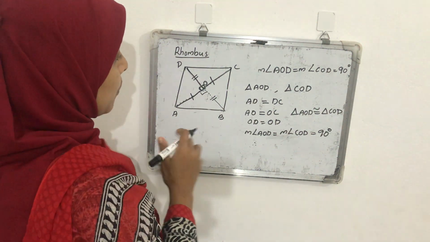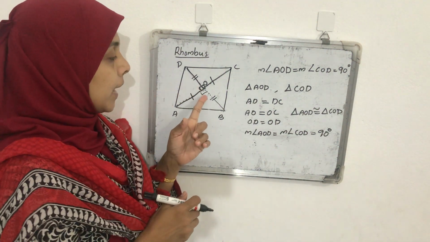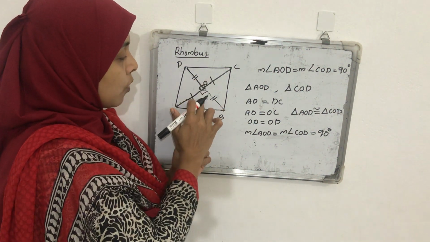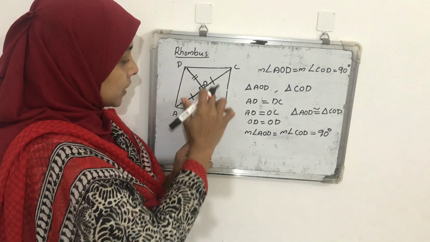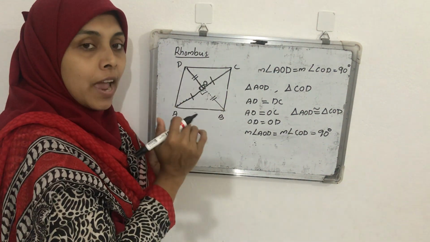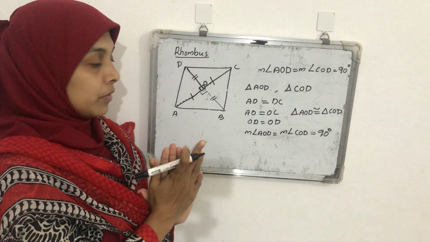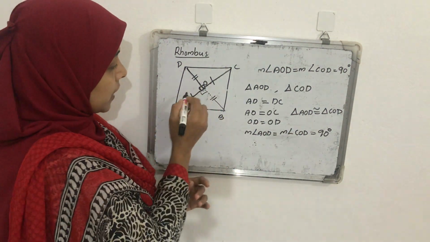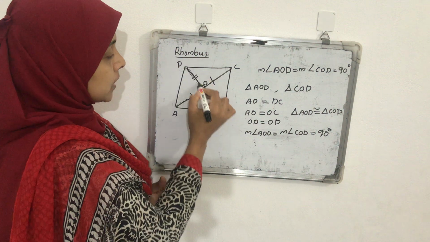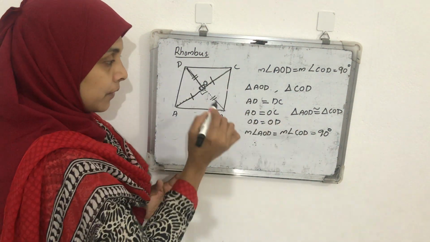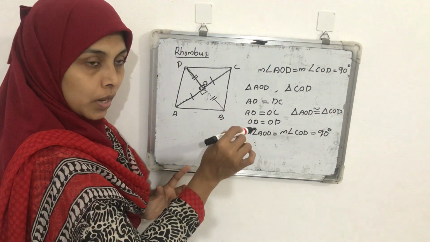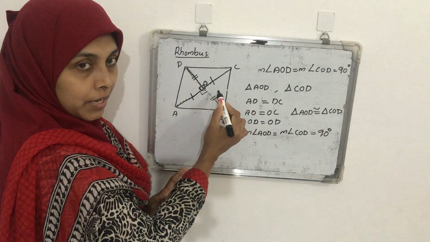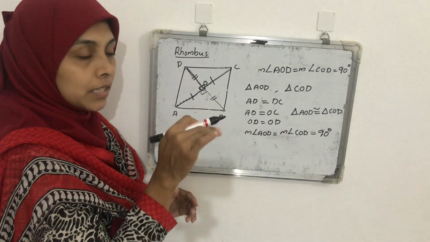So it is the main property of a rhombus, that the diagonals bisect each other perpendicularly. That is, the four angles formed at the intersection point of the two diagonals will be 90 degrees each. By using this property we can prove that the angles are 90 degrees. First we consider these two triangles, and using the SSS criteria we proved that two angles are equal. Then using the linear pair property we proved that each angle will be 90 degrees. SSS criteria we already learned in 7th standard.